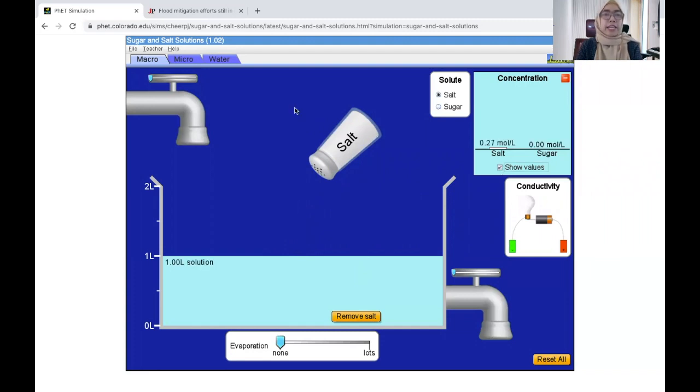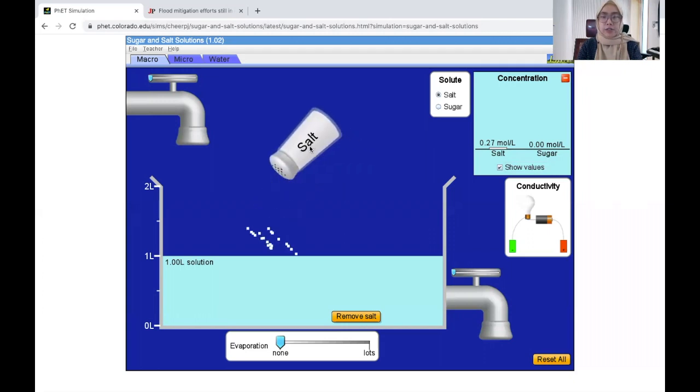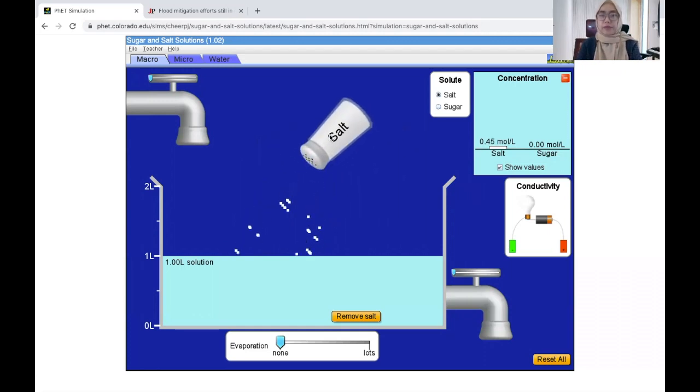Oh, by the way, this simulation you can access from PhET Colorado. I will give this link to you in your Google Classroom. Don't worry. So now we will try to make salt solution. We will add more. Okay. We have some salt in the water, so it becomes salt solution.